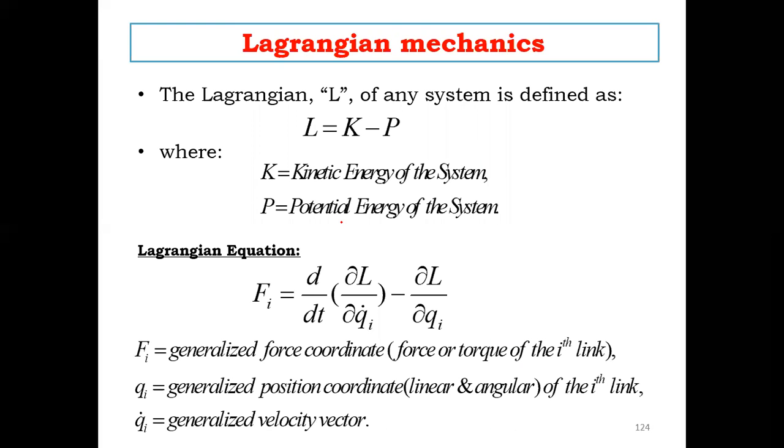First, the Lagrange mechanism. The Lagrangian L of any system is defined as L is equal to K minus P, where K is the kinetic energy of the system and P is the potential energy of the system. The Lagrange equation: F is equal to d by dt of del L by del q dot i, minus del L by del q i. Here F is the generalized force coordinate, qi is the generalized position coordinate, and q dot is the generalized velocity vector.